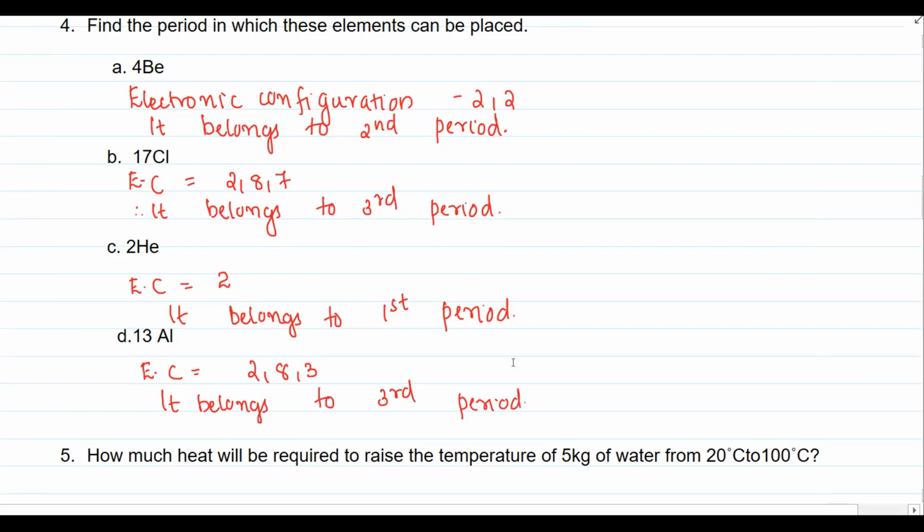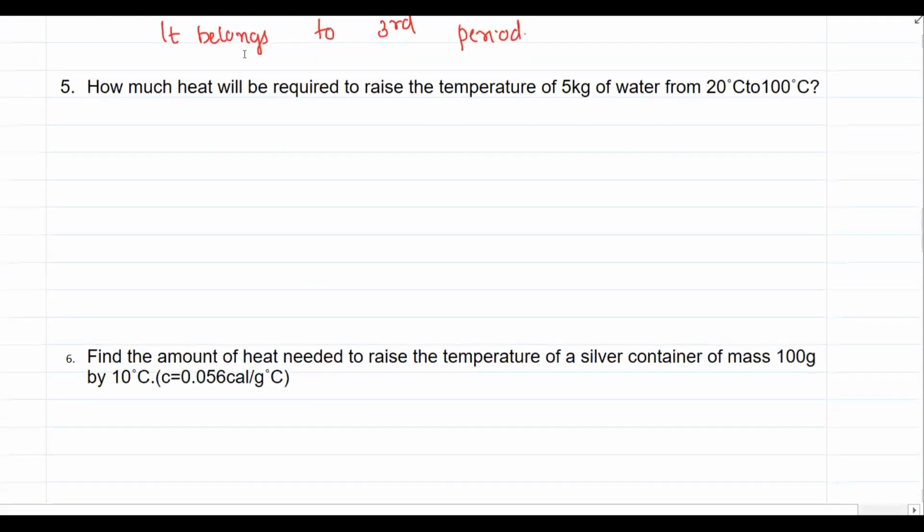So I hope you all understood this. Now let us solve the next question. How much heat will be required to raise the temperature of 5 kilogram of water from 20 degrees Celsius to 100 degrees Celsius? So here 5 kilogram water temperature is given, 20 degrees Celsius. We have to find out how much heat energy is required to raise the temperature from 20 to 100 degrees Celsius.